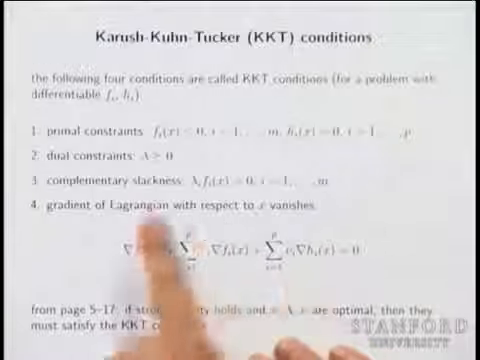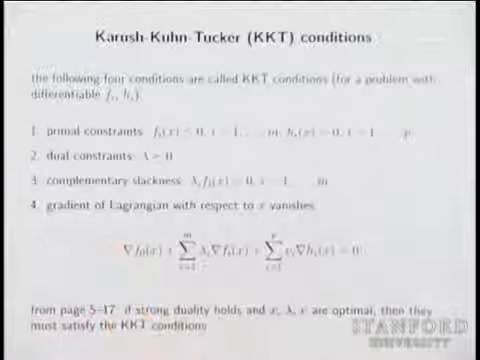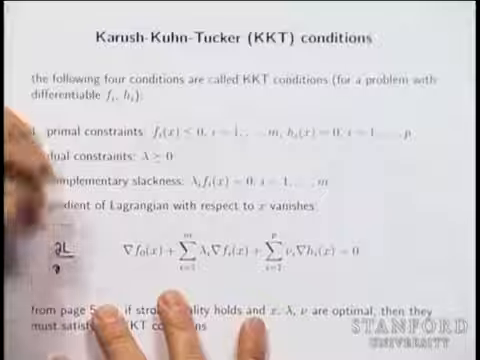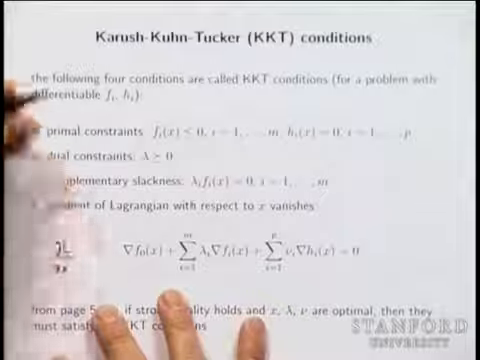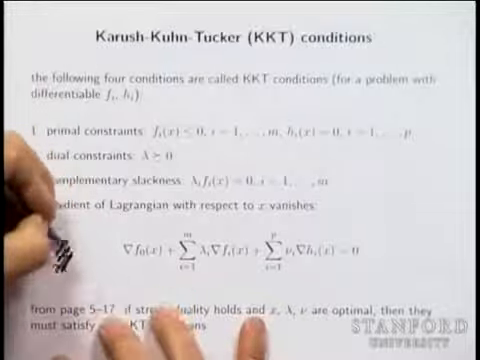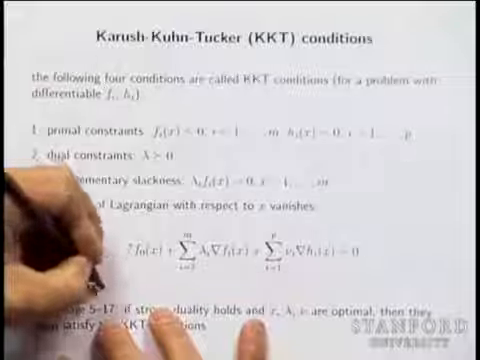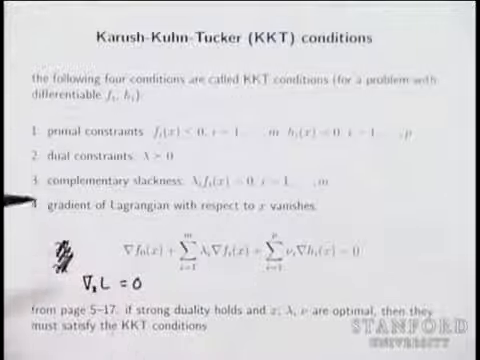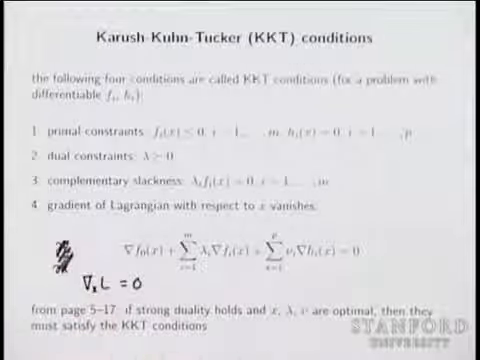That's this expression here. You might write this as partial L, partial x, something like that. That's a gradient. I guess maybe I'll write it this way: gradient x of L equals 0. Okay? So these four conditions together are called the KKT conditions.